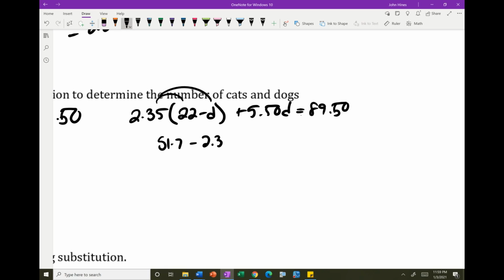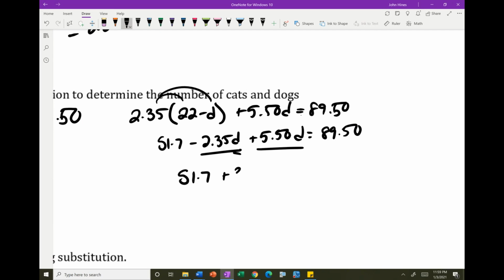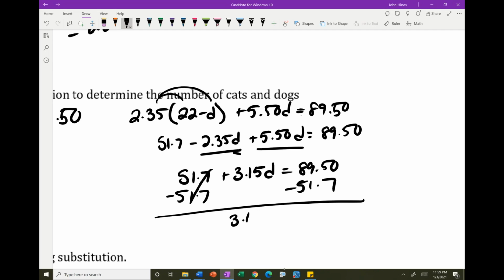51.70 minus 2.35D plus 5.50D equals 89.50. This problem's not scarier, there's just decimals that make it annoying. So I have 5.50 minus 2.35, which I should be able to do in my head, as should you, but I'm going to be lazy. I want to get that D by itself, so I'm going to move over this 51.70. And again, there's crazy decimals, so I'm using my calculator.